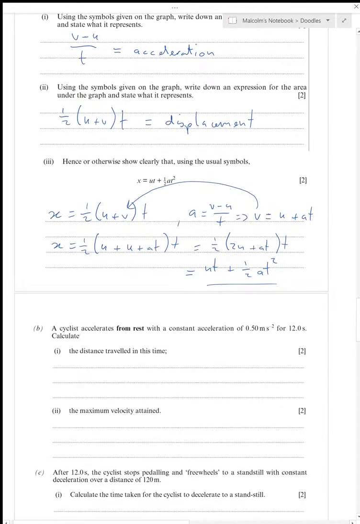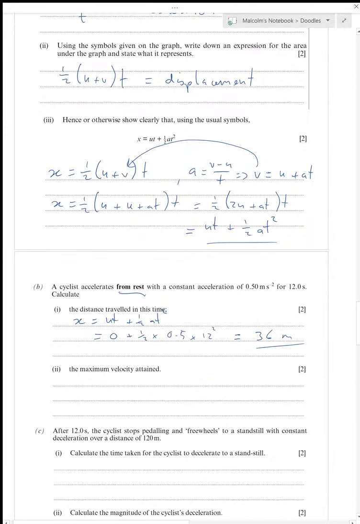So cyclist accelerates from rest, constant acceleration of 0.5 for 12 seconds. Calculate distance traveled in this time. So we can just use the formula that we've just derived. x equals ut plus a half at squared. u is equal to 0 because we're starting from rest. And then it's just plug in the numbers. A half times 0.5 times 12 squared, which I suspect is equal to 36 meters.